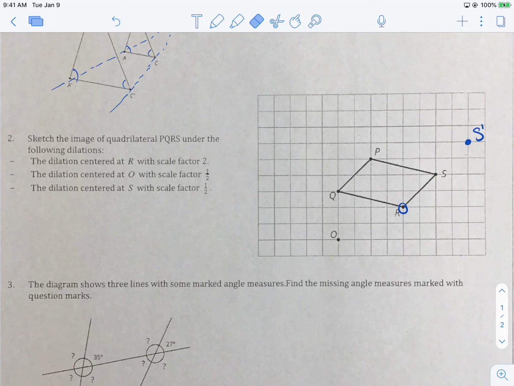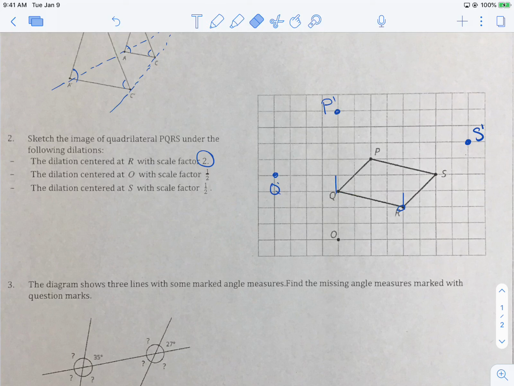All right, let's look at P. We go up 1, 2, 3, and over 1, 2. So we've got to do it again because we're doing a scale factor of 2. Up 1, 2, 3, and over 1, 2. So this will be our P prime. All right, and then look at Q. We go up 1, and then over 1, 2, 3, 4. So we're going to do that again. Up 1 and over 1, 2, 3, 4. So we'd have our Q prime.